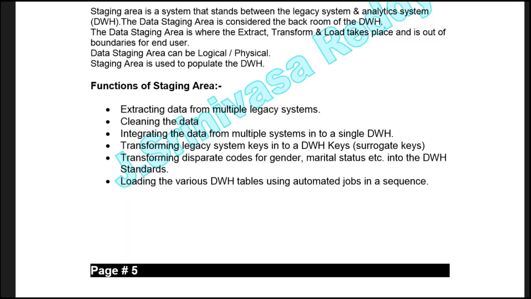Simply, currency conversions also, right? That is the data adjustment process. So transforming disparate codes for gender, marital status, etc. into data warehousing standards. So data must be cleaned, data must be adjusted. Then the data coming from multiple heterogeneous sources, we have to combine and put together. That is integrating data from multiple systems into a single data warehouse. That is data integration.